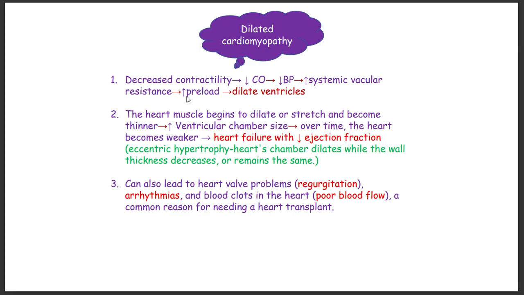And as the preload increases, the ventricles are going to end up dilating so that they can push this large amount of blood away. And as that is happening, the muscles are going to become thicker, and as the muscles thicken, the ventricular chamber size is also going to increase. Okay, so take note of what's happening. The chambers are increasing because of all this blood that is coming in, and over time the heart is going to become weak because it can't accommodate all this blood. That can lead to heart failure with reduced ejection fraction.